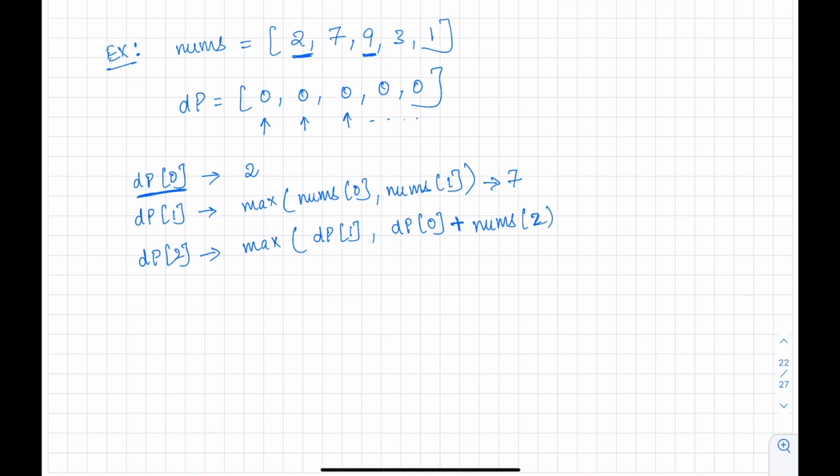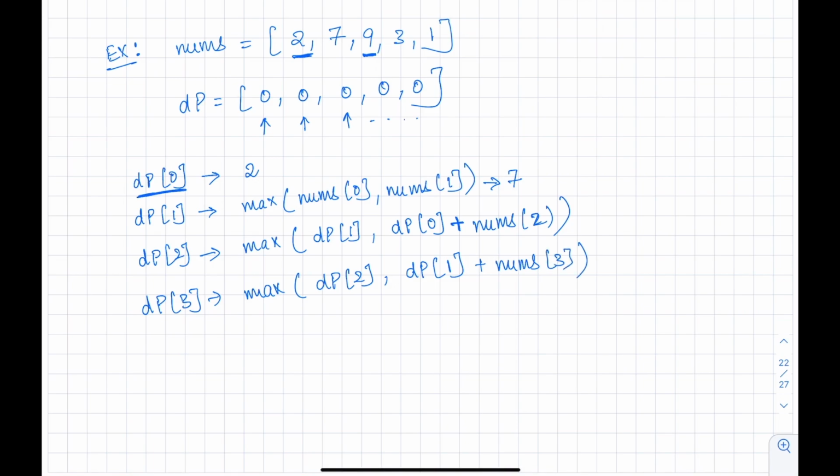Okay. Now let's ask the same question again. So what is the maximum amount of money that can be robbed from 4 houses? So it is going to be the max of 3 houses, which is provided in the DP of 2, and it is going to be DP of 1, 2 houses, plus the current house, nums of 3.